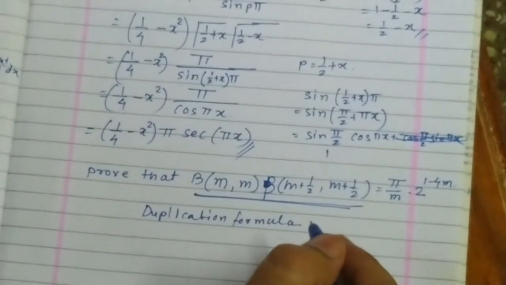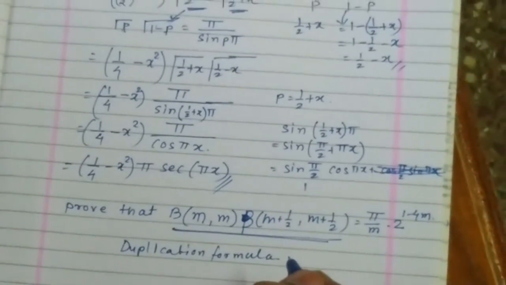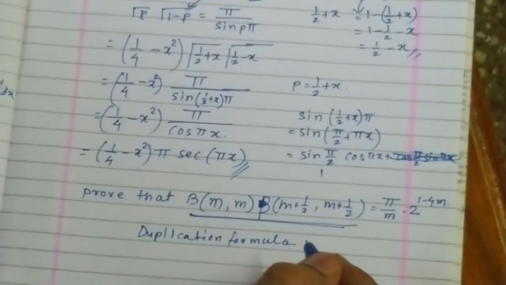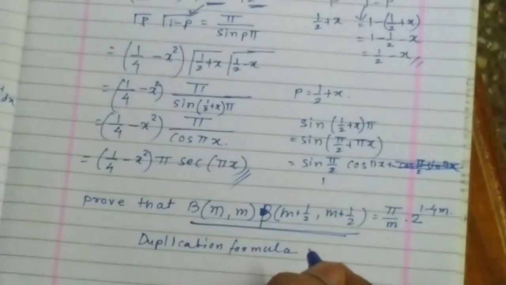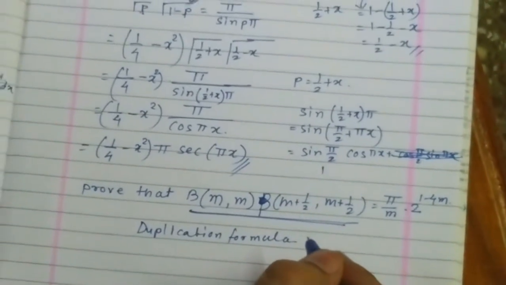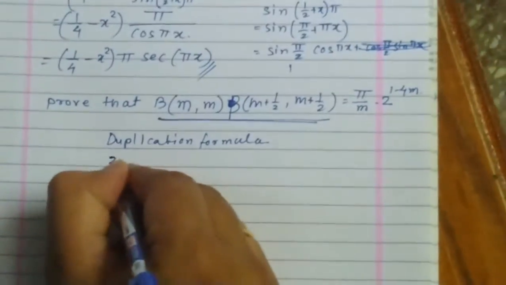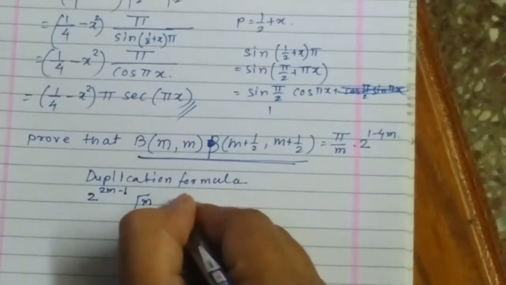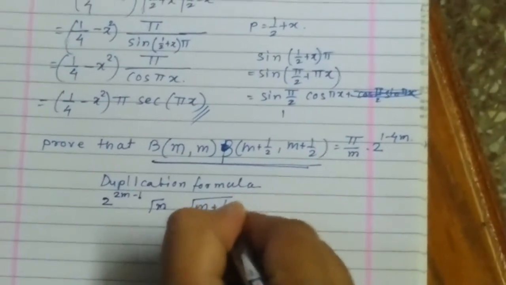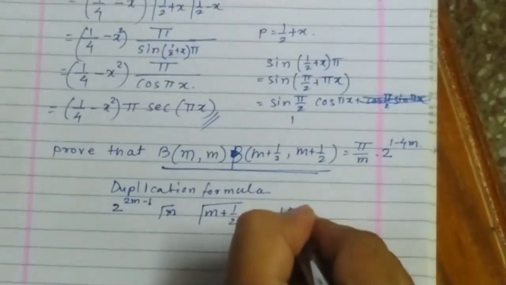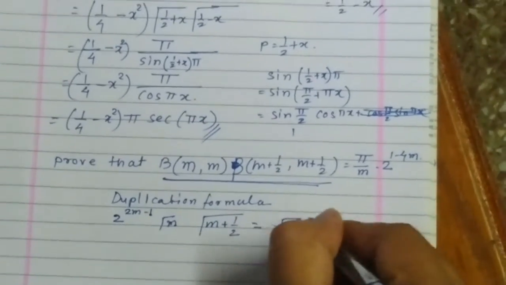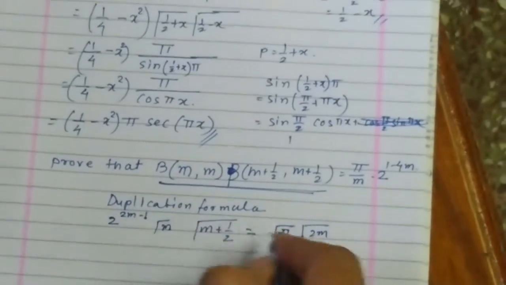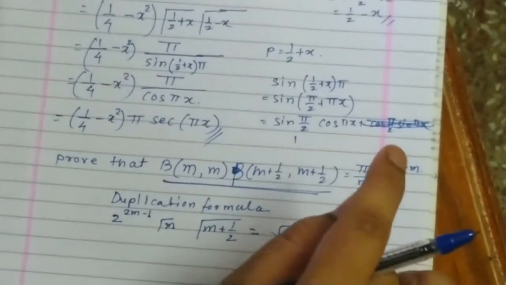I hope you remember the duplication formula. Do you remember the duplication formula? Yes? Okay. I'll just list it. The duplication formula is 2 raised to (2m minus 1) into gamma of m into gamma of (m plus 1/2) is equal to square root pi into gamma of 2m. Okay, yes, it is correct. So use this duplication formula, afterward you will get your required answer.